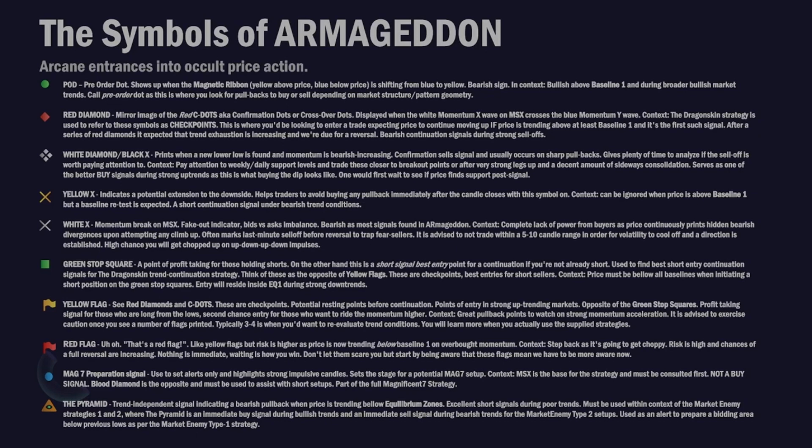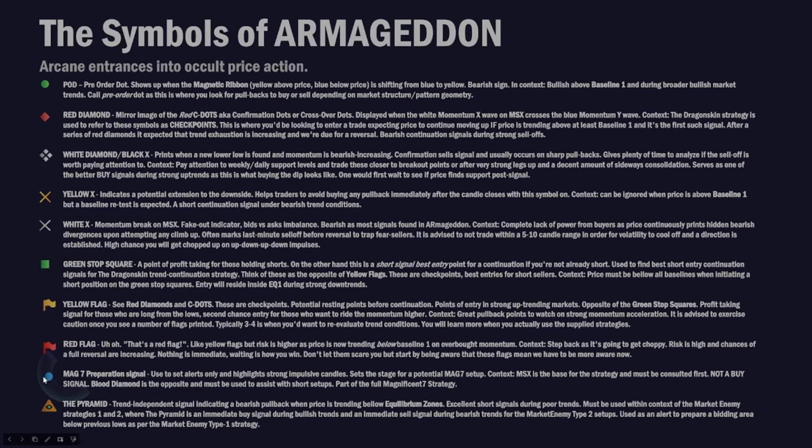It is advised to exercise caution when you see a number of flags printed. Typically, 3 to 4 is when you want to reevaluate trend conditions. You will learn more when you actually use the supplied strategies. Red flag. Uh-oh, that's a red flag. Like yellow flags, but risk is higher as price is now trending below baseline 1 on overbought momentum. The context: step back as it's going to get choppy. Risk is high and chances of a full reversal are increasing. Nothing is immediate. Waiting is how you win. Don't let them scare you, but start by being aware that these flags mean we have more to be aware of.